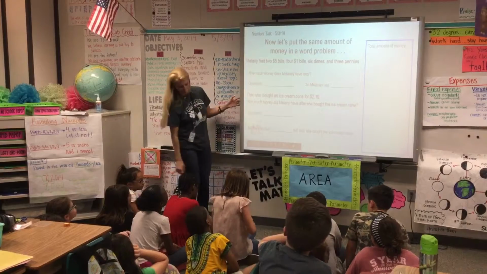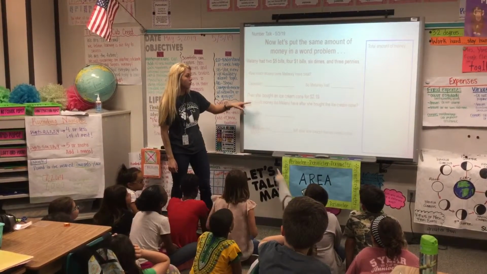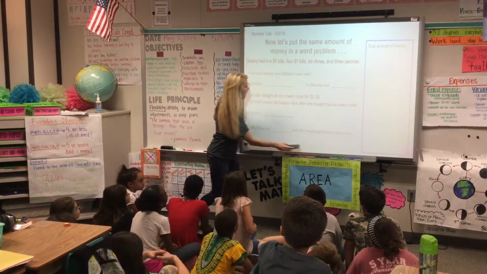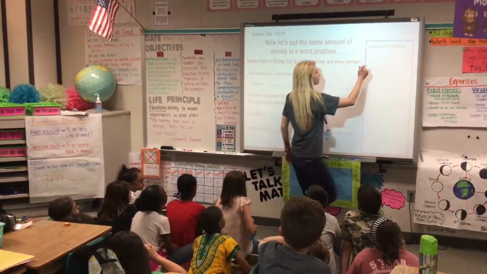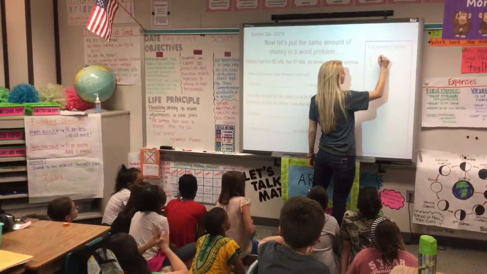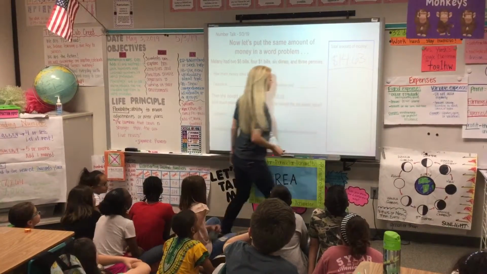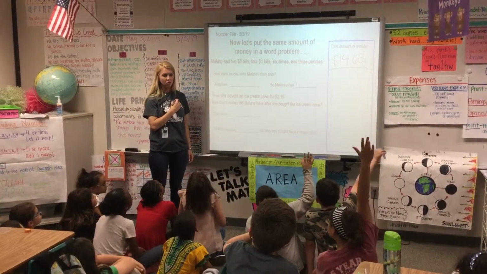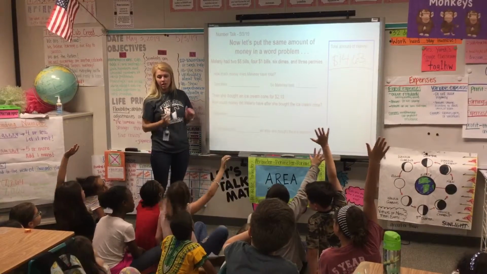Okay, so now it says, then she bought an ice cream cone for $2.19. How much money did Melanie have after she bought the ice cream cone? Okay, so I'm just going to put over here that her total amount of money is $14.63. Okay, so then what's our question asking? I need a volunteer to read because we always read more than once. Lily.